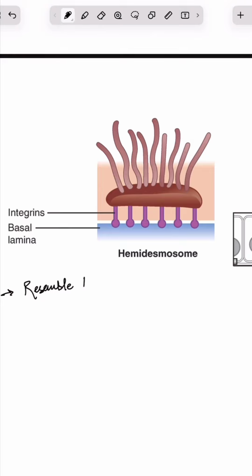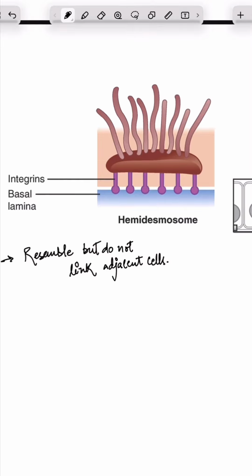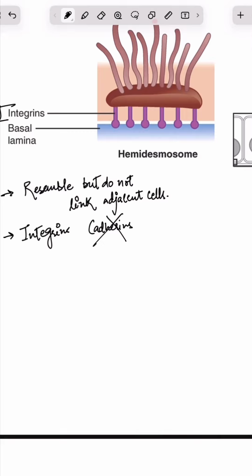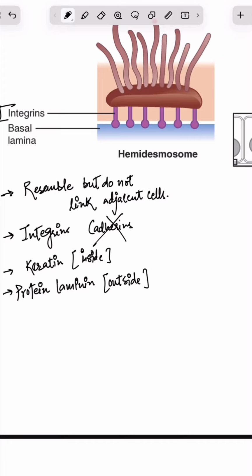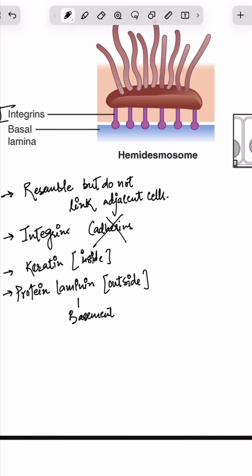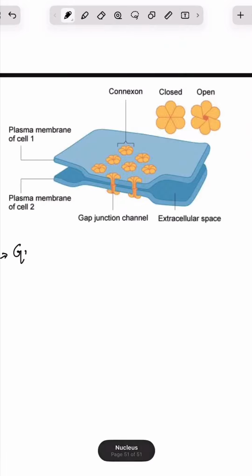They resemble desmosomes, but they do not link adjacent cells. They contain transmembrane glycoprotein in hemidesmosomes, which is integrins and not cadherins. You need to note this point that the transmembrane glycoprotein here is integrins and not cadherins. On the inside of the plasma membrane, integrins are attached to intermediate filaments made up of protein keratin. But on the outside of the plasma membranes, integrins are attached to the protein laminin, which is present in the basement membrane. So this point you need to remember.